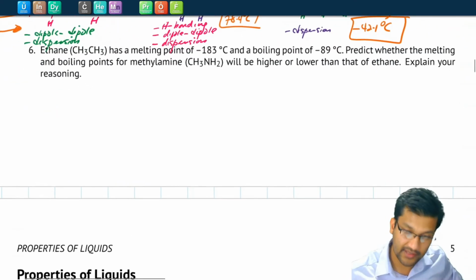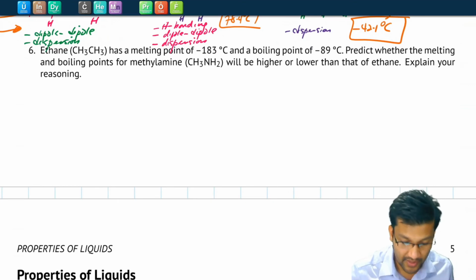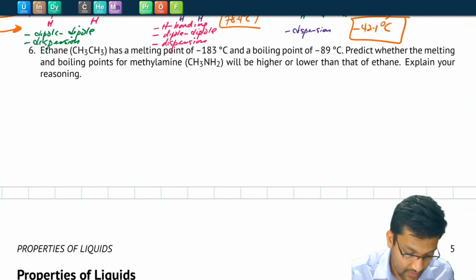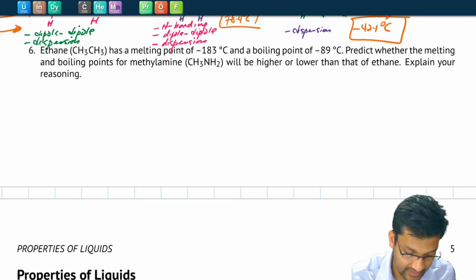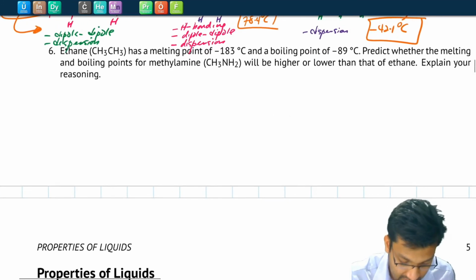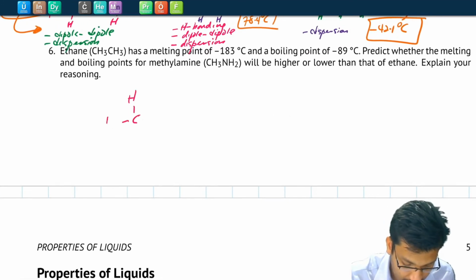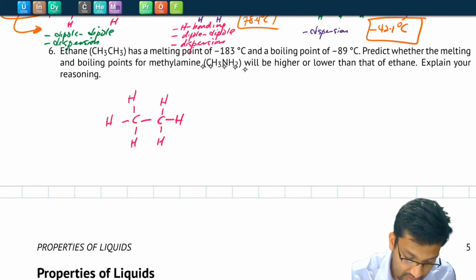Finally, let's look at number 6. Again, if you haven't done the video first, please pause the video and then we'll go over it together. So we have ethane, and they give us the melting point and a boiling point. They want us to predict whether methylamine, and they give us the structure, will be higher or lower than that of ethane, the melting and boiling points. So let's draw ethane. There we go, put all my hydrogens. And let's draw the methylamine.